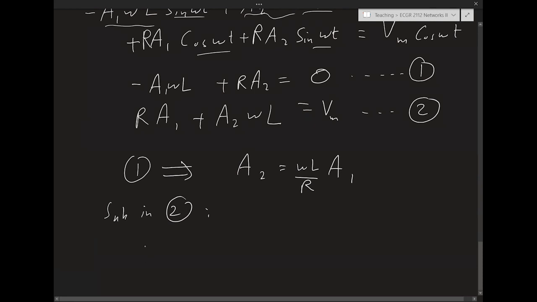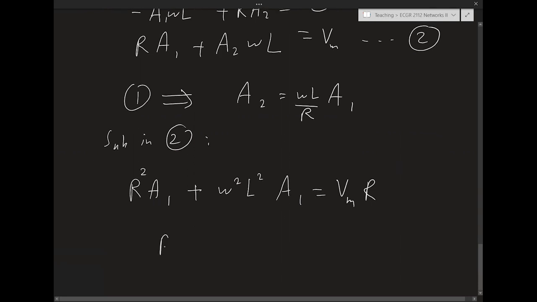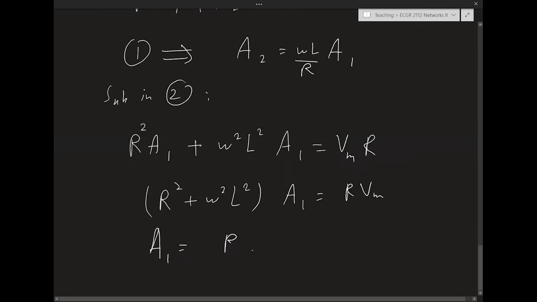I end up with what? Oh, this is 2. Okay, so R A1 plus omega squared L squared over R, A1 equals Vm. This is the equation. Just multiply by R on all sides. So I end up with R squared, rearrange stuff, I end up with this expression equals R Vm. So I've solved for A1. A1 is going to be R Vm over R squared plus omega squared L squared.